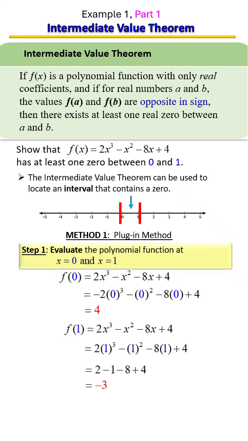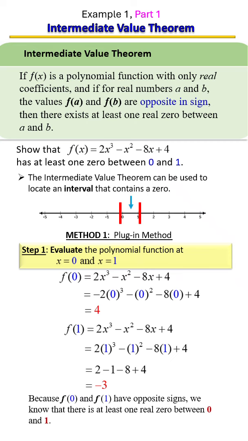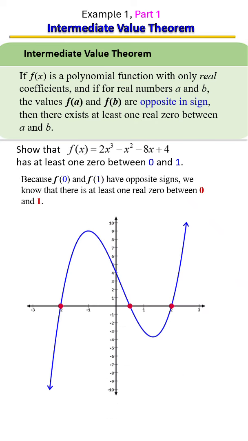And what we were looking for is that our outputs are opposite in signs. So f of a and f of b, in this case, a and b are the 0 and 1. So we plug both in, and the results were that the signs were opposite. So by the intermediate value theorem, that means that this polynomial has at least one zero between 0 and 1.